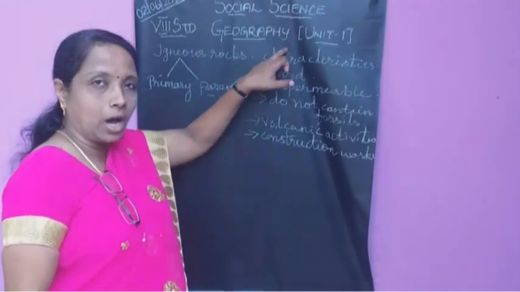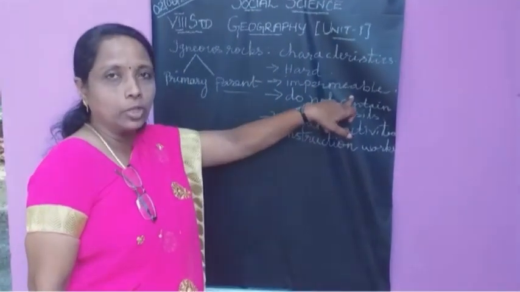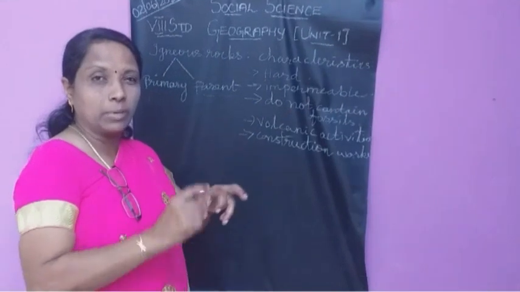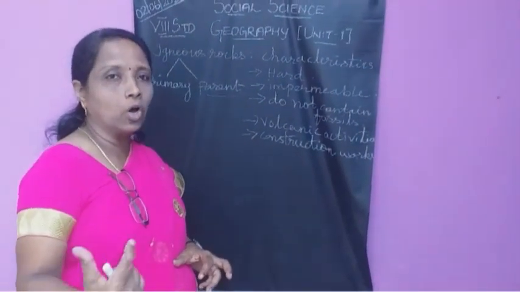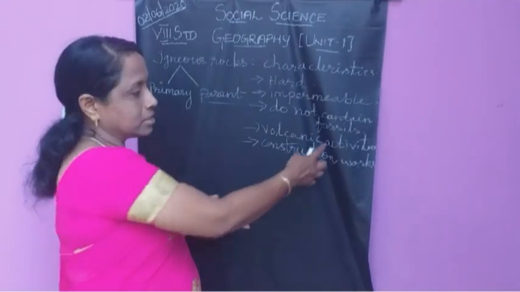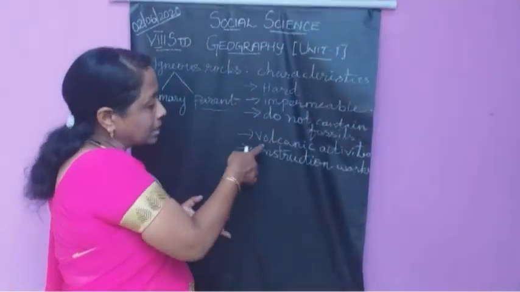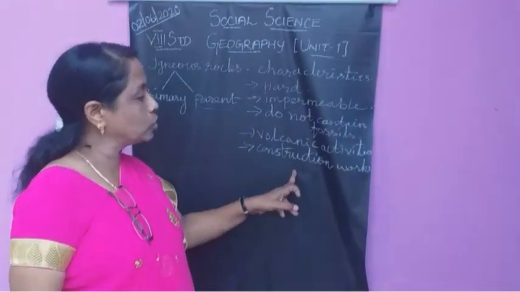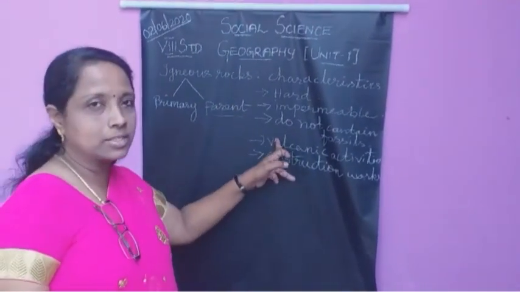First one, it is hard in nature. It is impermeable. It does not allow anything to pass. Then it does not contain fossils, which means the remains of dead animals that are underneath the earth for a long time and decayed. Such things are fossils. So they do not contain fossils. It is associated with volcanic activities. It is useful for construction works. Clear about the characteristics?